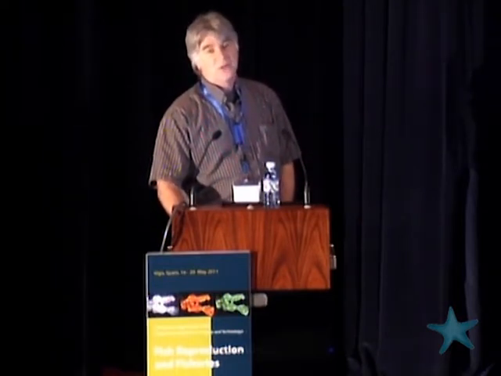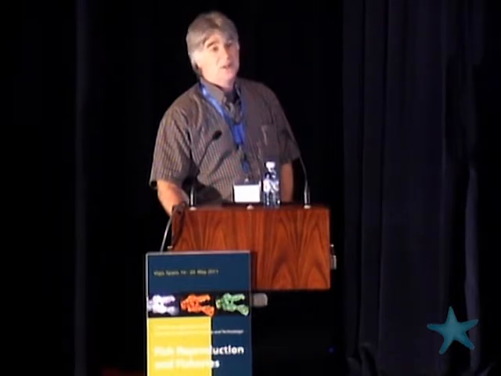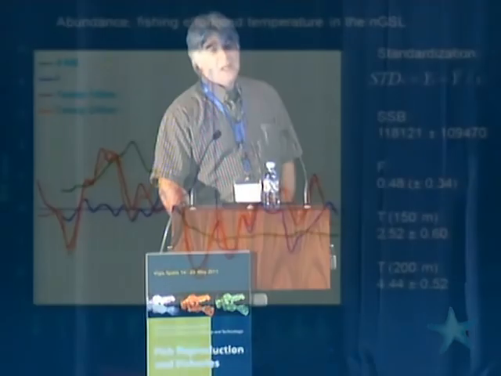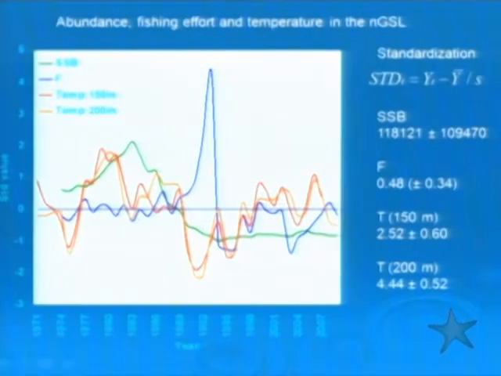And now the last parameter is the mean annual temperature at 150 meters and 200 meters. Those temperatures were high in the early period, and there was a major decrease at the end of the 80s, beginning of the 90s. There was a major cooling period in the Gulf of St. Lawrence during that period that was observed for almost 10 years in a row. And in the 2000s, we saw an improvement in the temperature conditions.